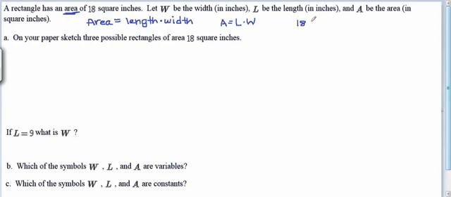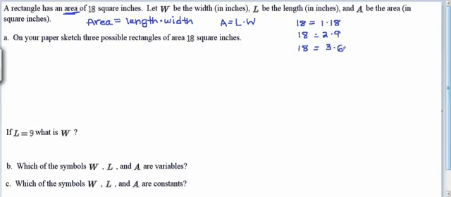So I can think, well, 18 can be the product of the numbers 1 and 18. If I multiply 1 by 18, I get 18. Another way to get 18 is to multiply 2 and 9. And another way to get 18 is to multiply 3 and 6. So I could pick any of these pairs of numbers to represent length and width.